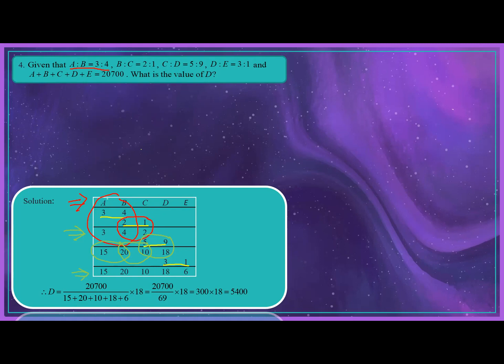Okay. So now you have this common ground for everything. You have A as 15, B as 20. Basically, this is 3 is to 4. This is 2 is to 1. This is 5 is to 9. Oops. And this is 3 is to 1. Okay. So now we need to find the value of D. Okay. So that's D equals to the total divided by here. Okay. So now they have all the same concept of proportionality. So that's why everything here would be included. And we need to find D. So at this part, D is 18.